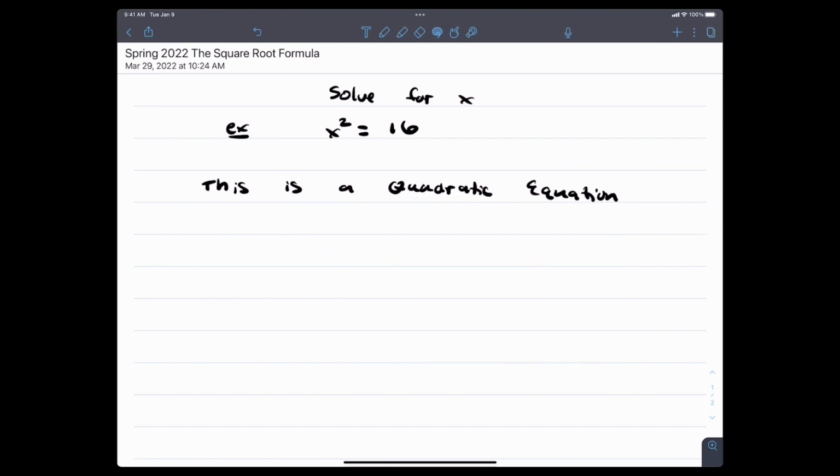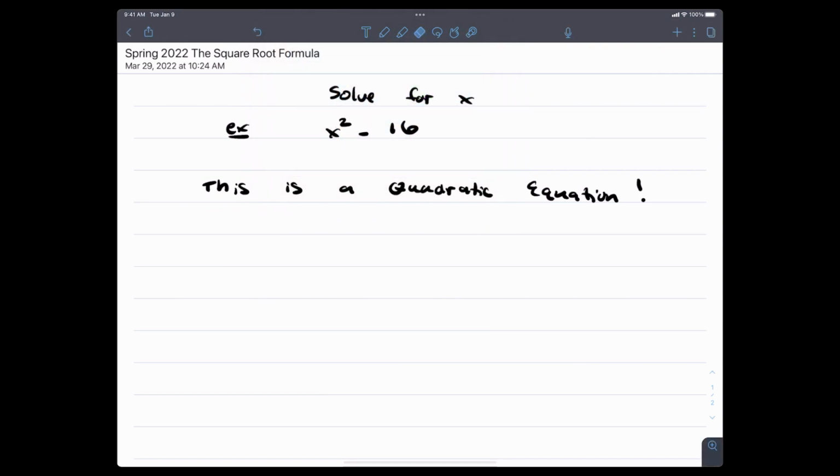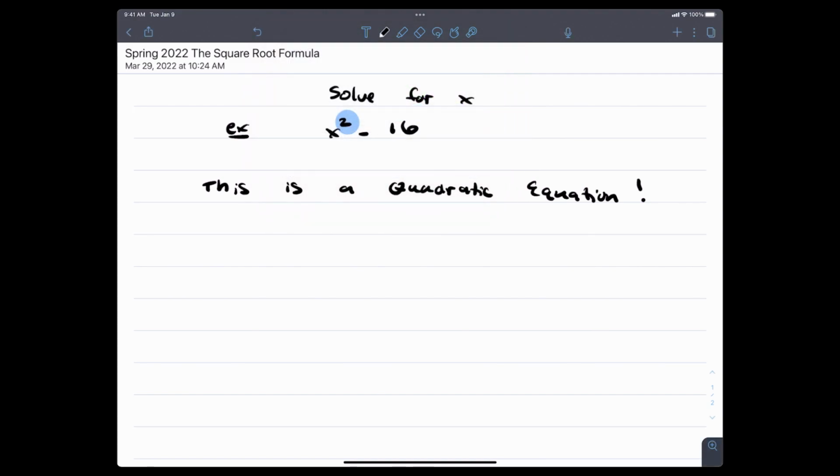How do you guys know it's a quadratic equation, by the way? What's the tip off that this is a quadratic? Yeah, the exponent here is 2. That's x squared. So the exponent's a 2. That means that this is a quadratic equation. So let me go back a bit. I'm going to change that color, and I'm going to share with you guys how to solve every quadratic that looks like this.